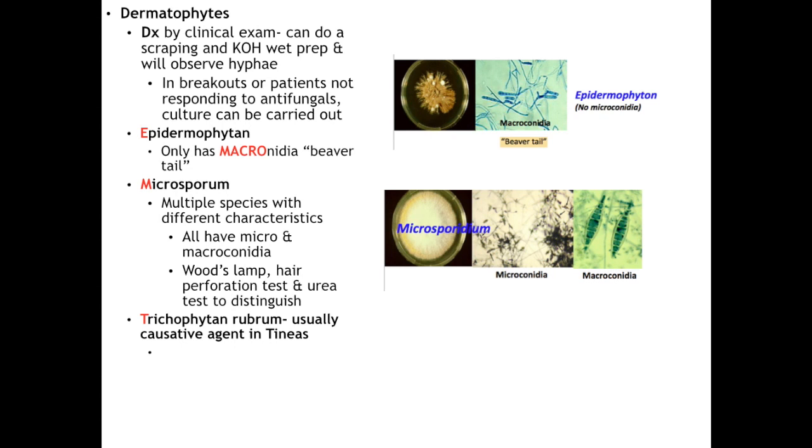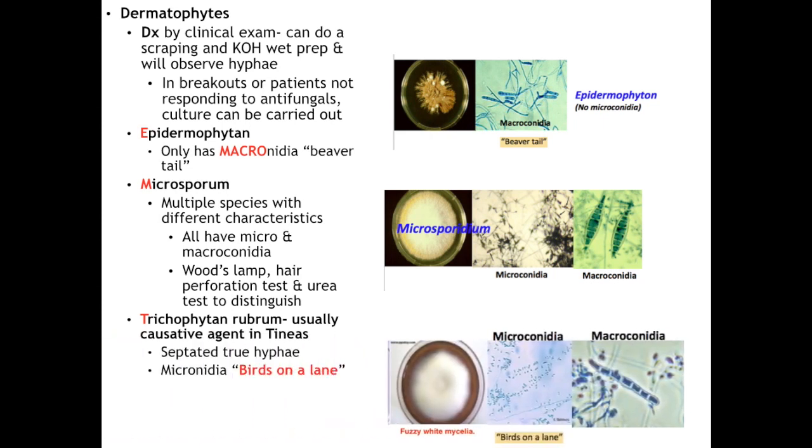Now, trichophyton rubrum, this is the one that you probably should remember. It's the most common cause of the tineas. This one has septate true hyphae, and its microconidia are described as birds on a line. Now, on Sabouraud's agar, it will be described as having fuzzy white mycelia, and this one is negative for all of the other tests. No Wood's lamp, no fluorescence, and no urease.